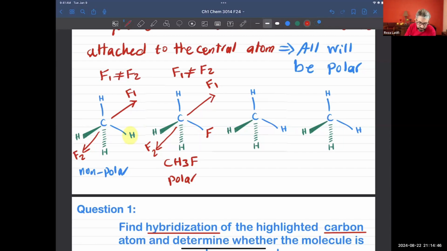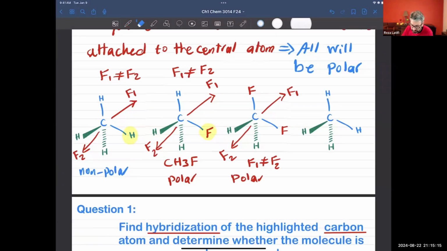Okay, how about if we change 2 of them? Remember, so we change this. We're going to change that one and the top one as well. And both, I will say fluorine. In that case, I'm going to get one force here, another force there. Call this one F2, and that one is F1. Clearly, F1 is not equal to F2, and it will be polar again.